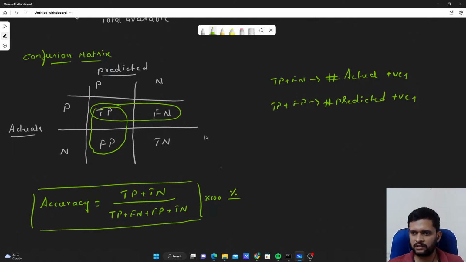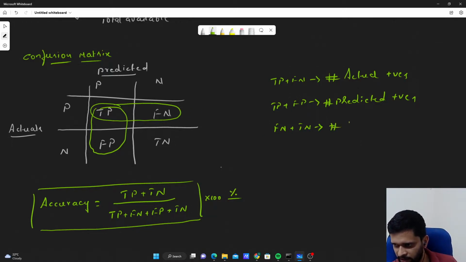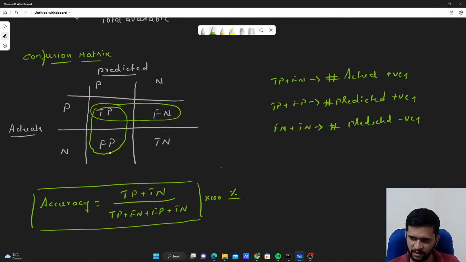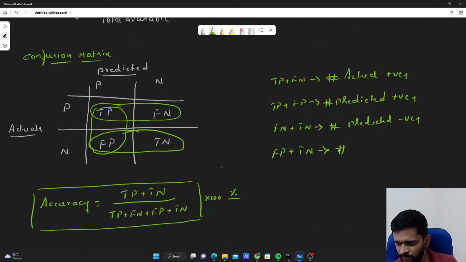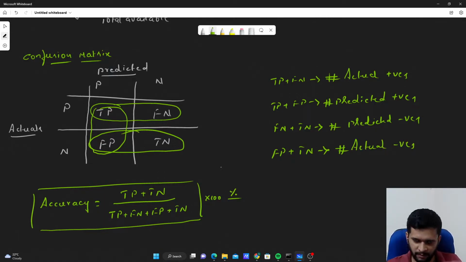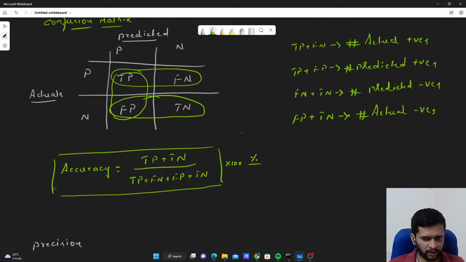Okay, so in the same way, this FN plus TN gives us the number of predicted negatives, and likewise FP plus TN will give us the number of actual negatives. Okay, number of actual negatives. So remember this.